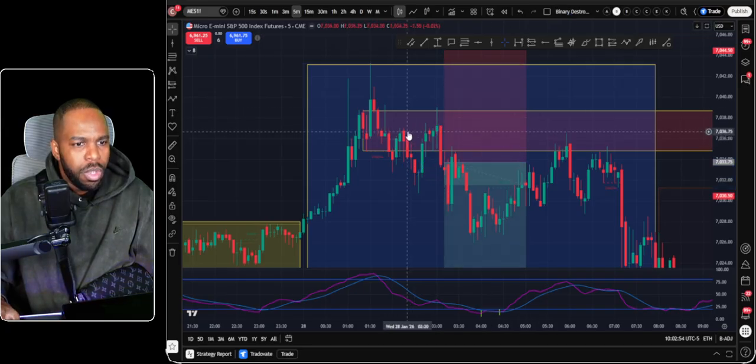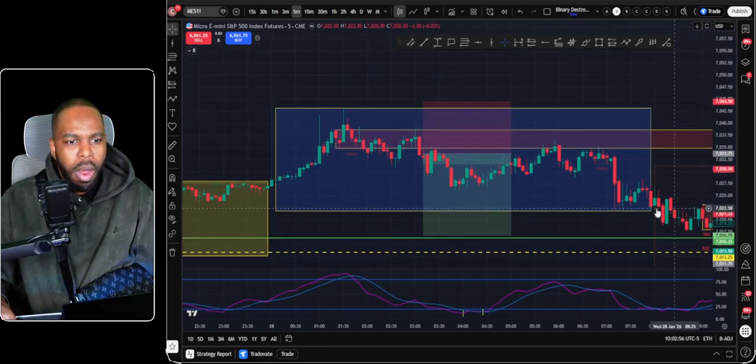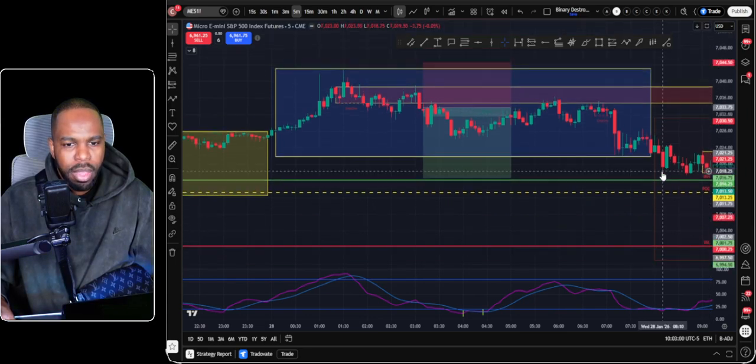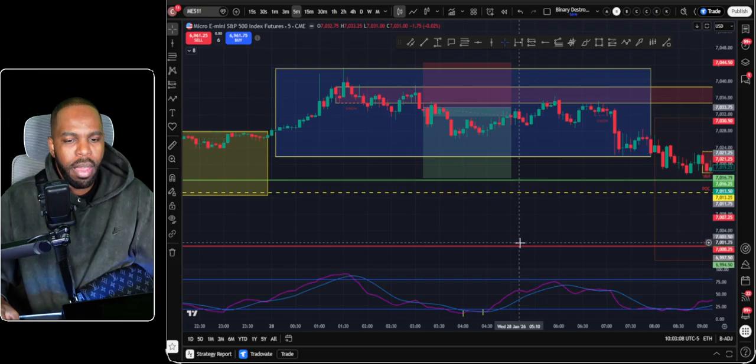So, where our key levels are from the session volume profile: we have the value area high down here, we have the previous day's point of control down here, and we have the value area low down here.